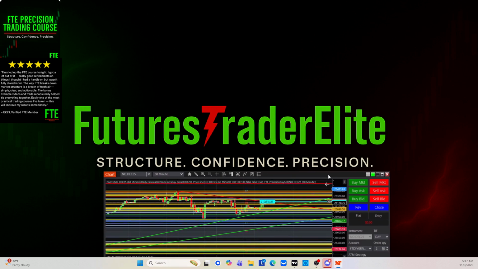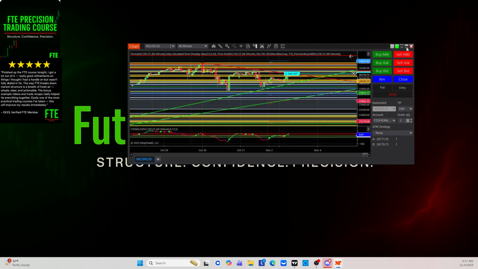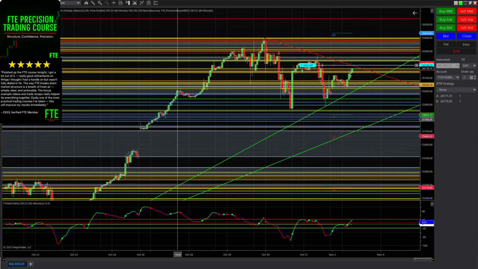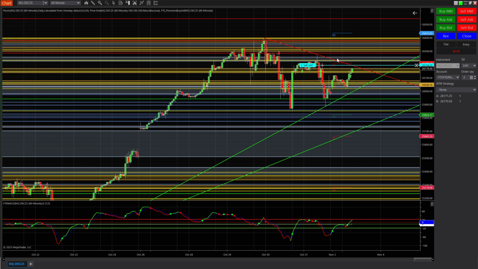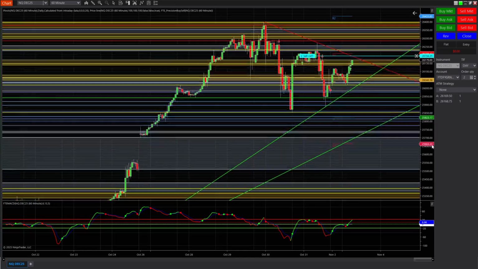Let's go ahead and pull this chart up. This will be the NQ 60-minute chart we're going to be looking at. As you can see, this here's a green 1 hour trend line. We got this red 1 hour trend line over top. Got us another green trend line down here, could be considered a 4 hour. Let's get this a little bigger.